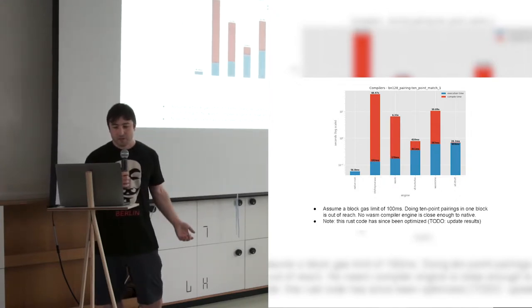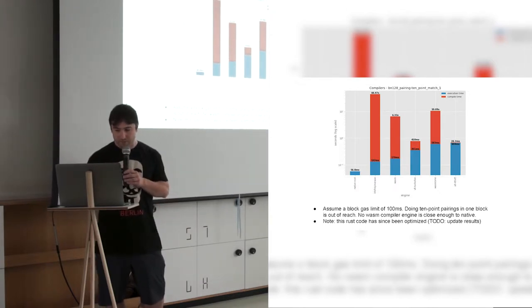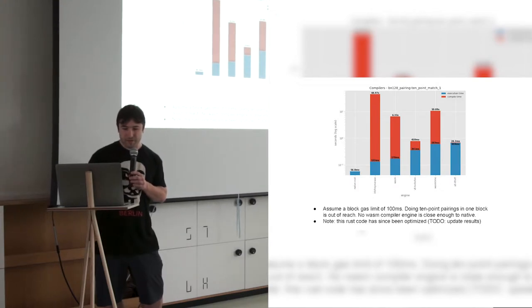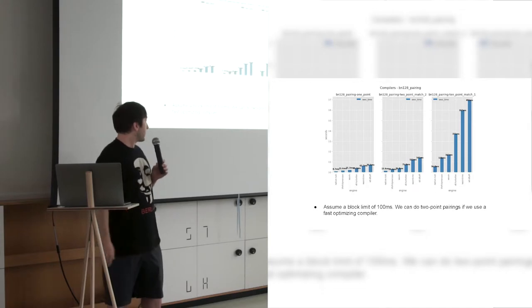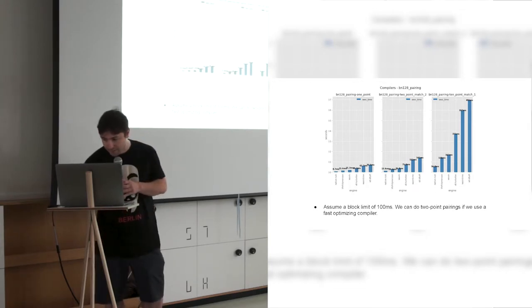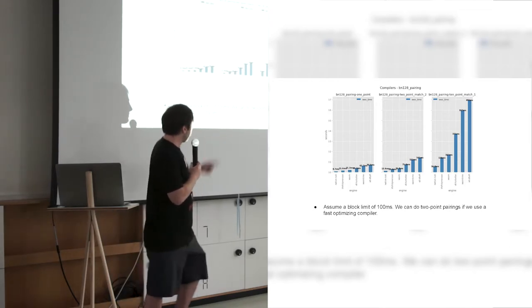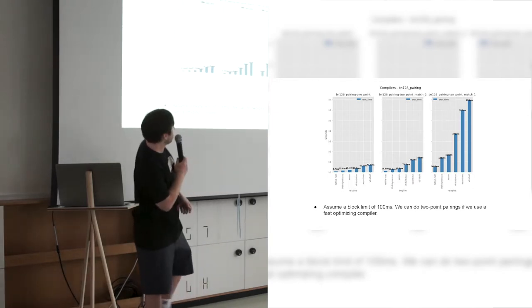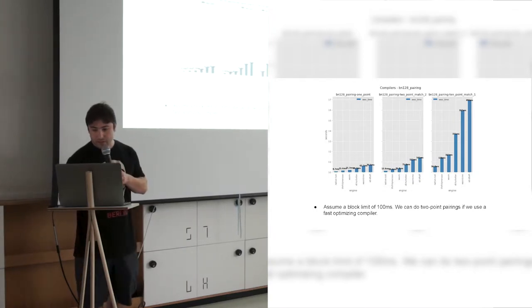So it's still out of reach, although there are some later results, so maybe it's closer, but the Rust code for this multi-point pairing was optimized. But anyway, just as another look, for two-point pairings, we can do two-point pairings in an optimized compiler, not in a single-pass compiler. This V8 Liftoff at the end is the only single-pass compiler in the set.